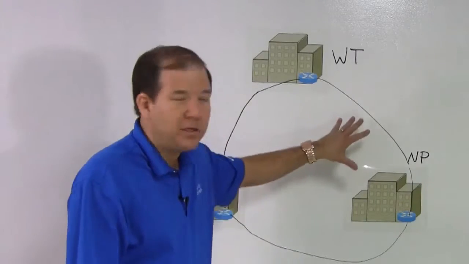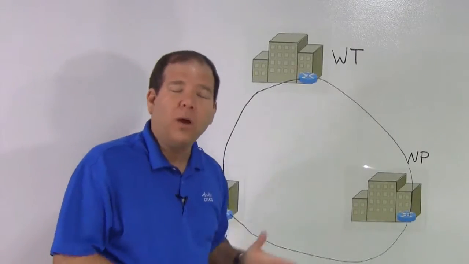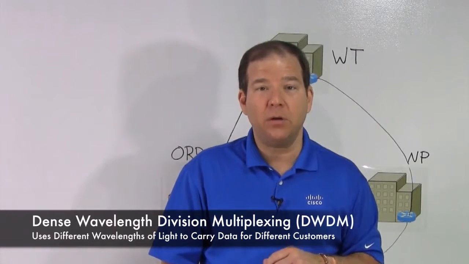Now this service provider is servicing hopefully more than just one business. There are lots of customers using this fiber optic ring. One way to keep one customer different from another customer, the way we tell the difference, is to use different wavelengths of light for the different customers. That's one way of doing it. That's an approach called DWDM, Dense Wavelength Division Multiplexing.